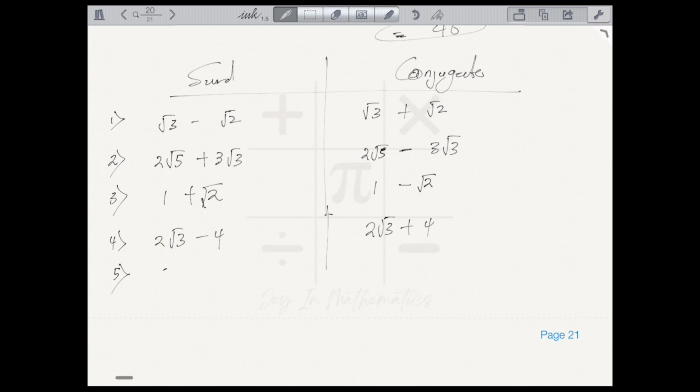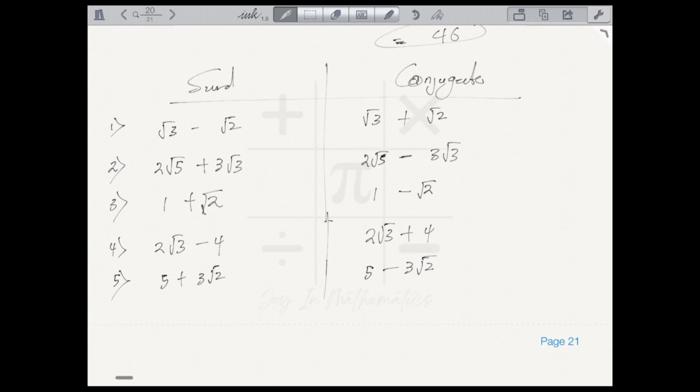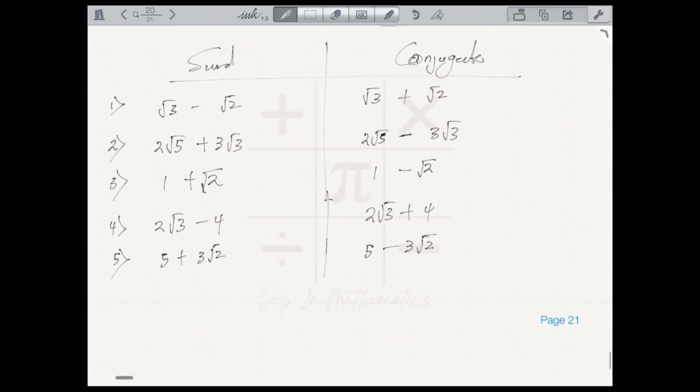Also, if we are given 5 plus 3 root 2, the conjugate will be 5 minus 3 root 2. Now that we can determine the conjugate of a surd, how then do we know that if I multiply these two together, definitely the result will give us a whole number?